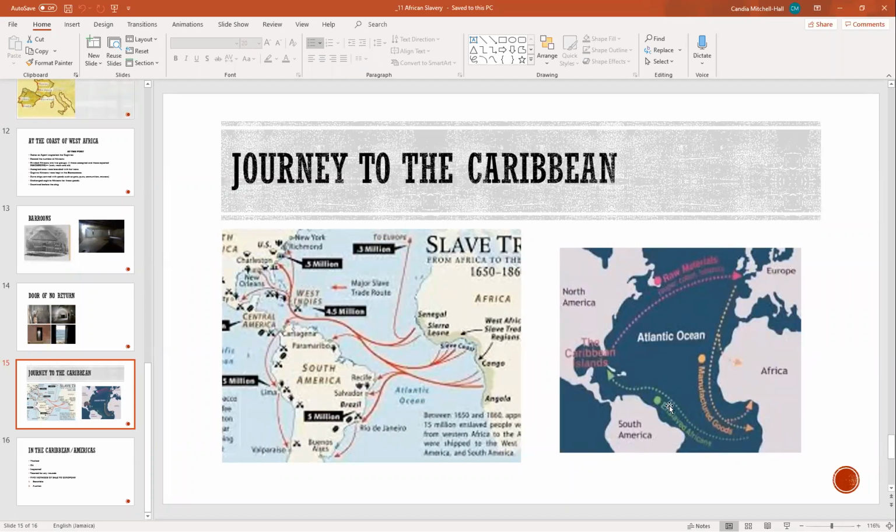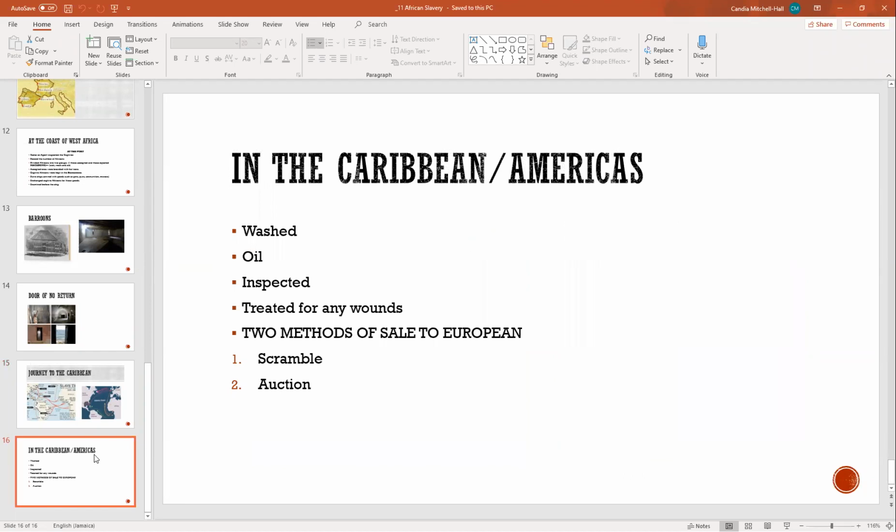Please know the different parts, because sometimes they ask you to draw the triangular trade and to show the different points where they are leaving from and what is going on in each journey, and to highlight which side is the Middle Passage. Once they reach the Caribbean, the enslaved people are washed. They are oiled. They are inspected, and then they are going to sell them. There are two ways in which they sell them when they reach the Caribbean, either by scramble or by auction.